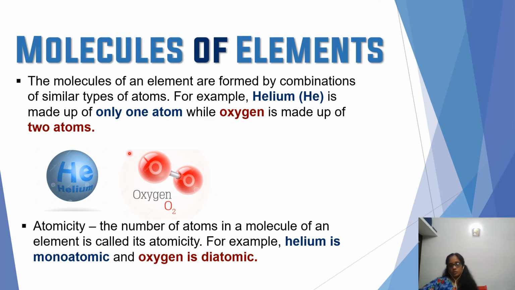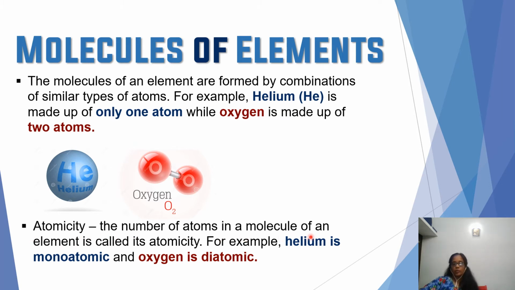While oxygen is made up of two atoms. One oxygen atom has no existence, so one oxygen chemically combines with another oxygen to form an oxygen molecule. You can clearly see the picture here. We call it O2. But helium, alone, one atom, has existence. Got it, children? Then next one, atomicity.